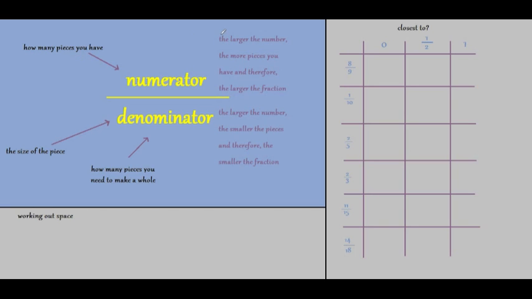Now, it's quite obvious that the larger the number on the top, the more pieces you'll have, and therefore the larger the fraction. But this can be a bit confusing here. The larger the number on the bottom, the smaller the size of the piece, and therefore the smaller the fraction. Now, to illustrate this, I'm just going to show you this diagram.